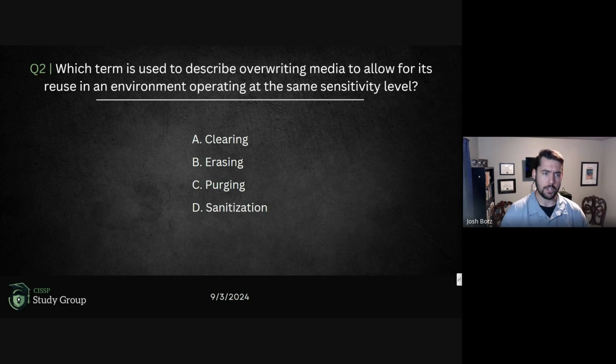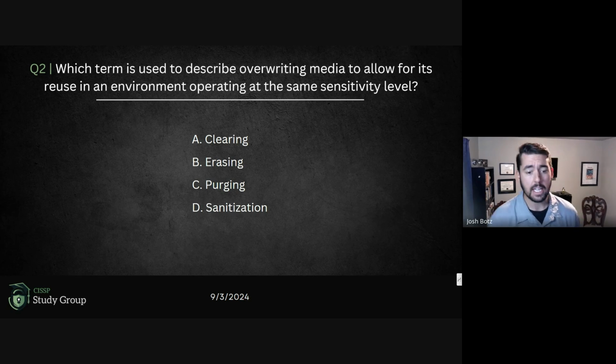So let's jump back to the question. What term is used to describe overwriting media? So we've gotten that erasure is not applicable here. And we've kind of gotten, well, let's finish the question first. So to allow for its reuse in an environment. Okay, so we can't destroy it. We don't have destroy on here, other than purging sometimes can have destruction. So can sanitization, though. Same sensitivity level. That's kind of the interesting piece here.